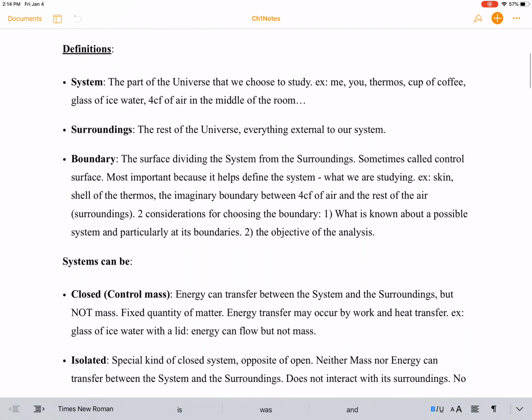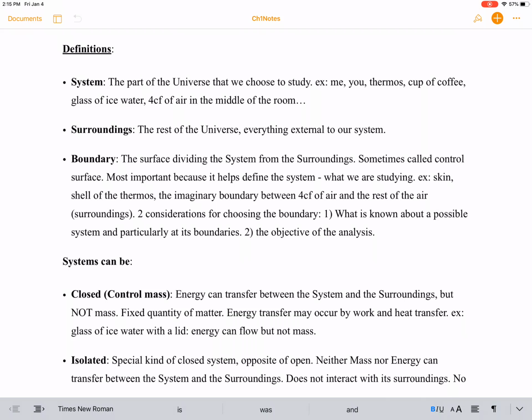So we have a lot of definitions, but we need them to be able to do thermodynamics, and so in this chapter we have some basic definitions. The system is whatever we are choosing to study. So it could be me or you, a human body. It could be a thermos filled with hot water and sealed. It could be a cup of coffee, a glass of ice water, but it also could just be 4 cubic centimeters of the air around us.